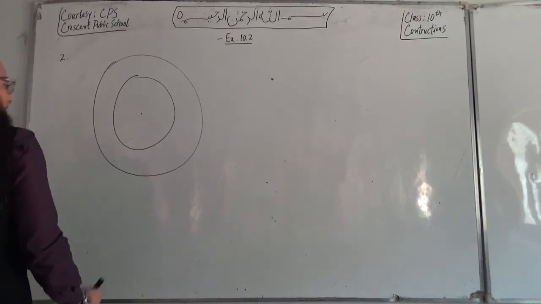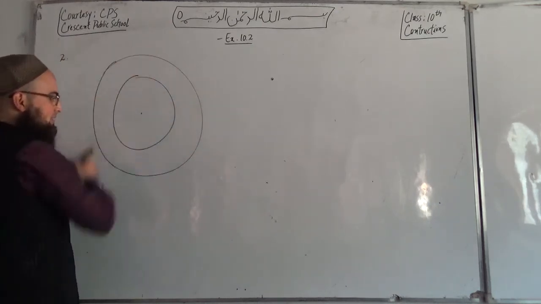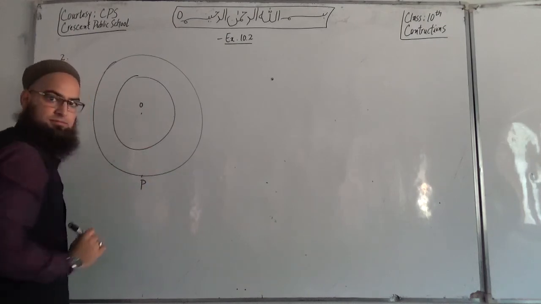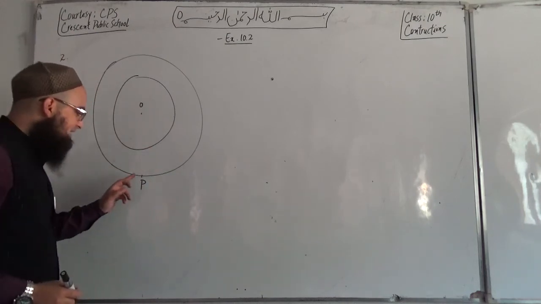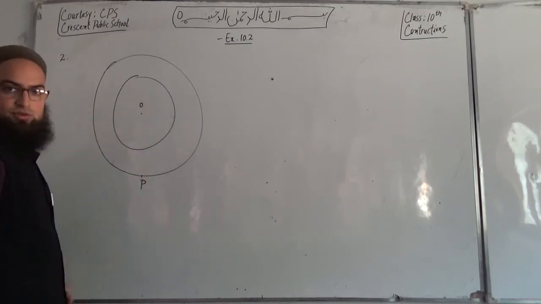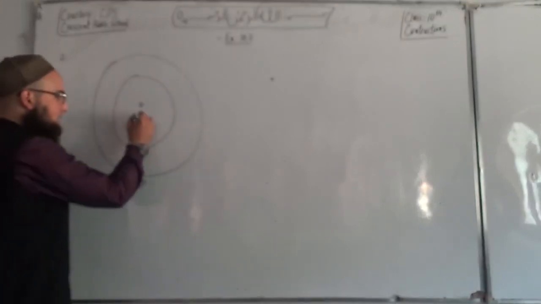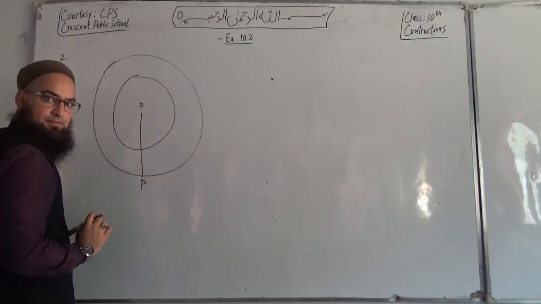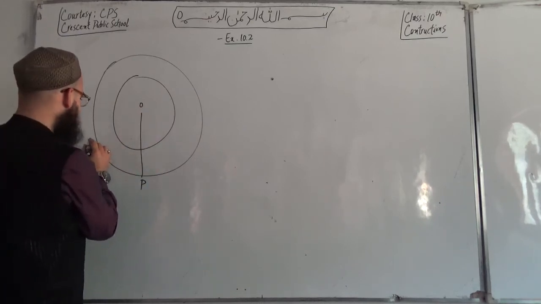So we have a point somewhere on the bigger circle. Let us say this is O, this is P, for example. Then from P, draw a pair of tangents to this circle. Again, you will do the same thing. Join OP. Got it? Then draw the perpendicular bisector.